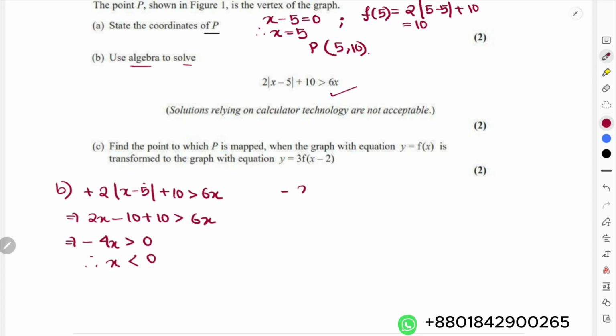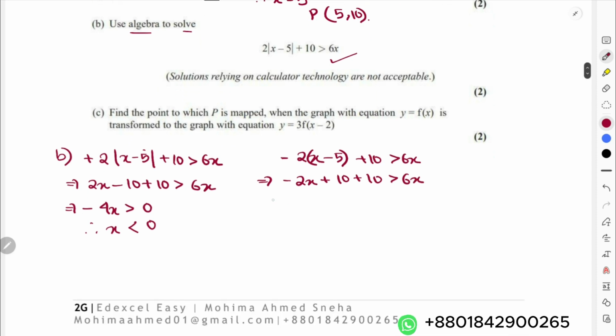The negative equation is going to be negative 2(x minus 5) plus 10 greater than 6x. From there you get minus 2x plus 10 plus 10 greater than 6x. If you take this 6x also to the left hand side, you get minus 8x greater than minus 20. So you get x less than 20 by 8, which is going to be how much? 5 by 2, right? So you get x less than 5 by 2.